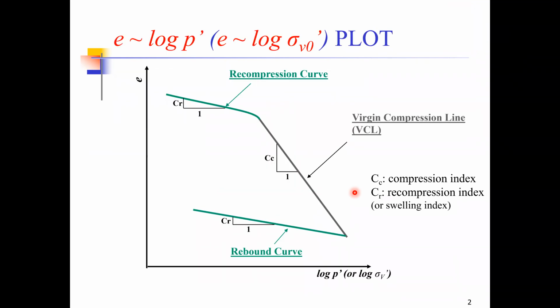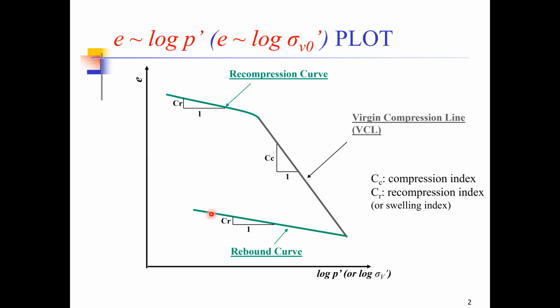To start with, let's have a quick overview of what we discussed in our previous class. We talked about the e versus log p graph, and we had a look at the significance of this graph in determining the magnitude of consolidation settlement. We discussed that when we plot a graph between e versus log of p, log of pressure on the x-axis, the typical shape of the graph appears something like this.